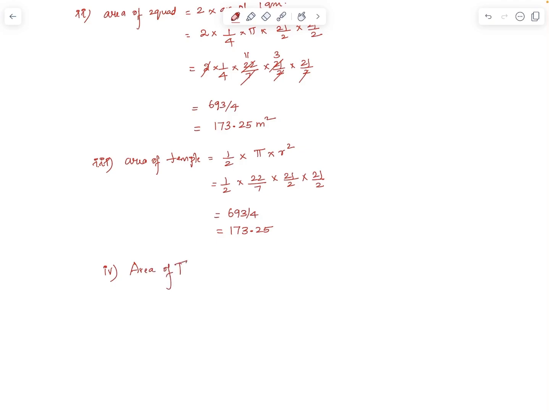Area of the tiled region is area of square minus the sum of temple and two quadrants, that is 441 minus 173.25 plus 173.25, which gives us 94.5 meters square.